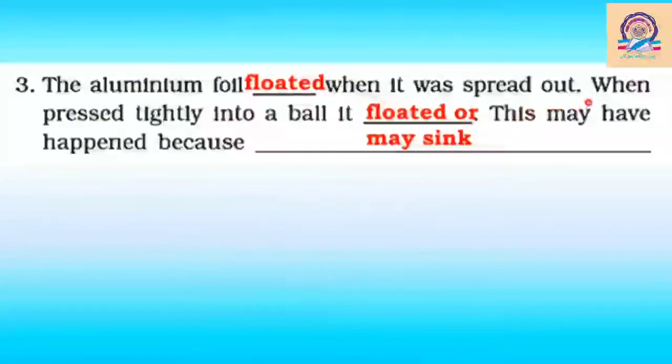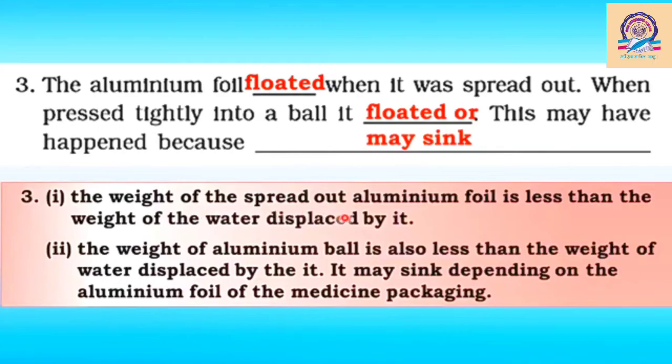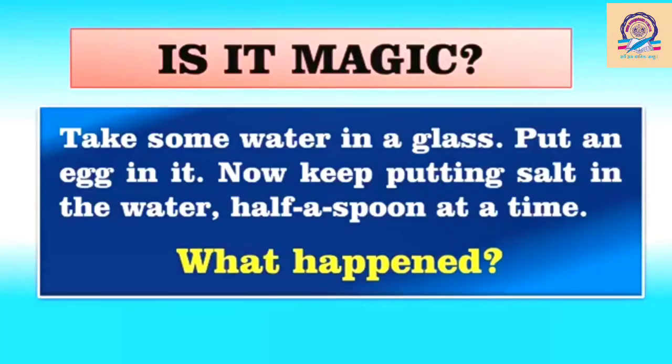The aluminium foil floated when it was spread out. When pressed tightly into a ball, it floated or may sink. This may happen because the weight of the spread out aluminium foil is less than the weight of the water displaced by it. The weight of the aluminium ball is also less than the weight of the water displaced by it. It may sink depending on the aluminium foil of the medicine packaging.